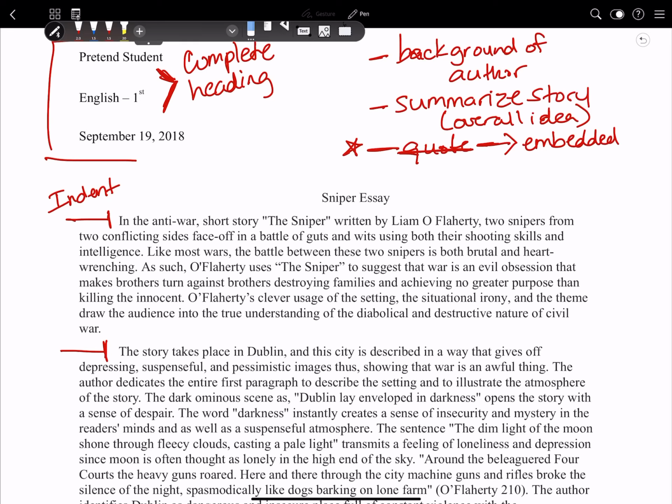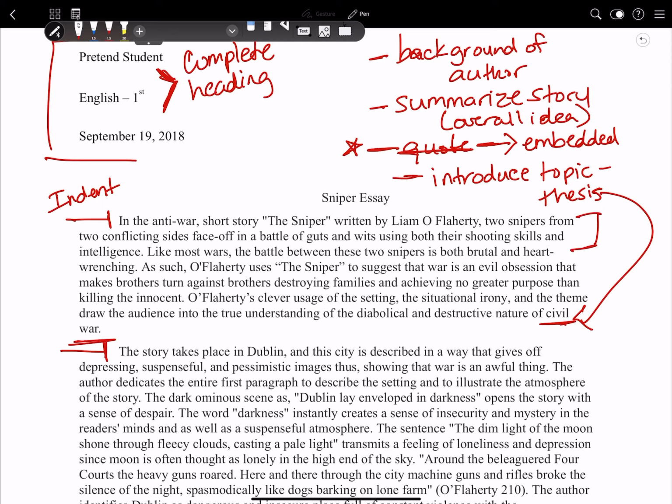Besides these two, besides the background of the author, summary of the story, and the quote, you could also introduce your topic, your thesis topic. For instance, here she's going to be talking about Civil War. So at the beginning up here, she could introduce just the basic idea of Civil War and what Civil War is. So that is another possibility for how you could begin.